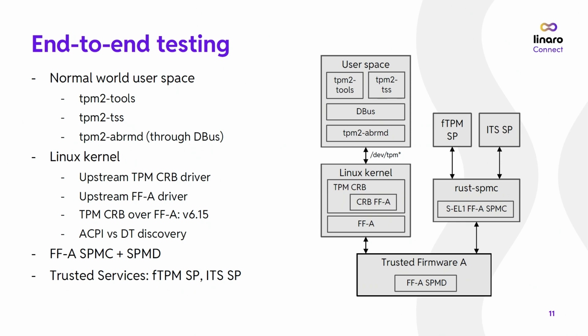Regarding the rest of the system, I'm using Trusted Firmware as the SPMD, the Rust SPMC, that's Secure Rust FF-A SPMC, and finally the secure partitions from Trusted Services. And with all of these put together, when I issue a command from TPM2tools, it goes through all of these other components, and it works.